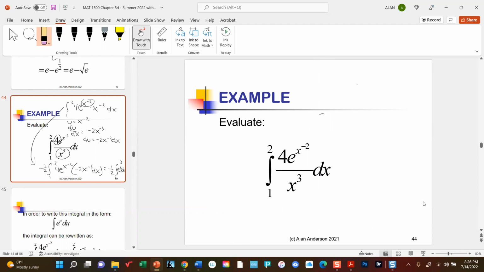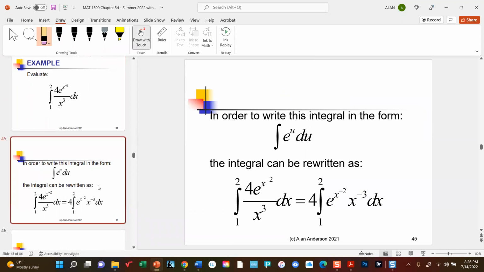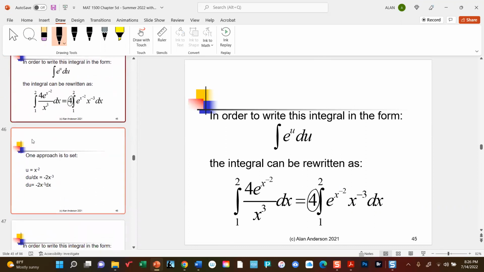Yep. All right. So how did this work? So here, probably this would have been the smart thing to do. Just move it outside in the first place, this 4. So we don't have that problem. And then once we've done that, we can choose our u. So we'll choose the exponent of e.